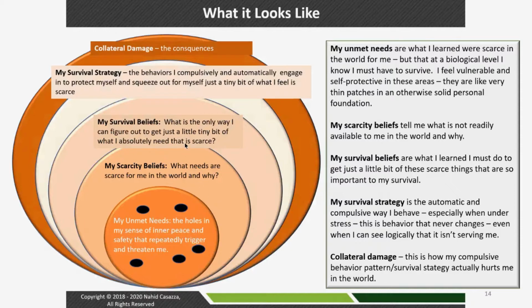The survival belief is, what's the only way I can figure out to get just a little tiny bit of this so that I can survive? So for example, if I feel like I will never be approved of, but maybe sometimes I have a big accomplishment, I get a little bit of approval, then I will build my entire life around accomplishing things. And that's what your survival strategy is. Your survival strategy is the thing that you compulsively do and you can't stop doing at all costs.